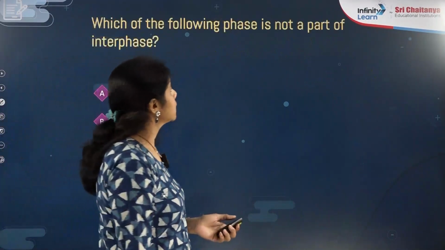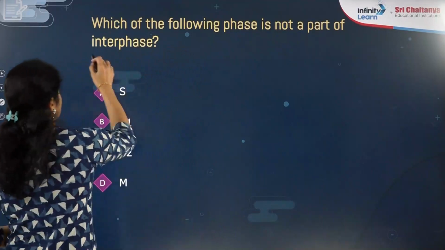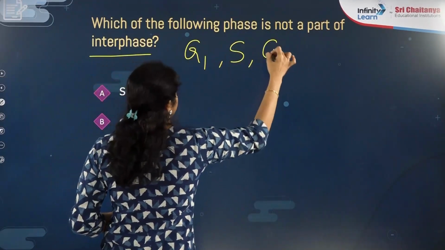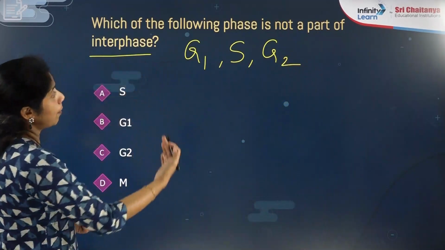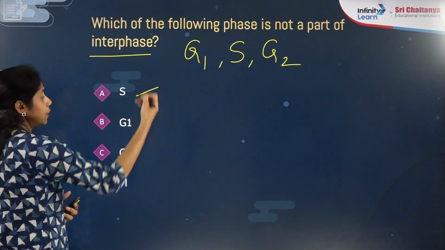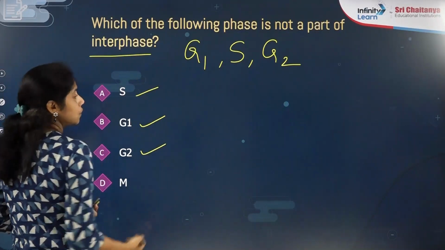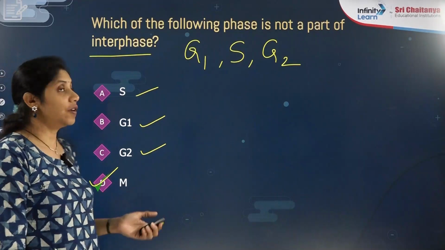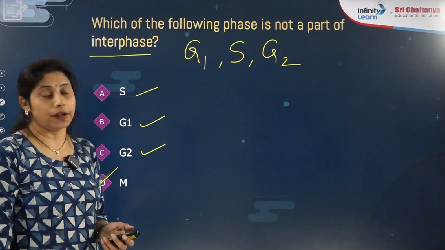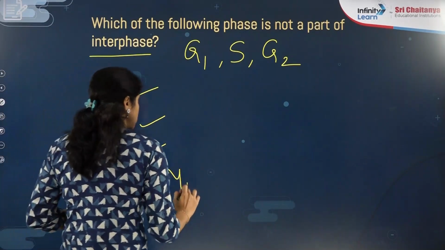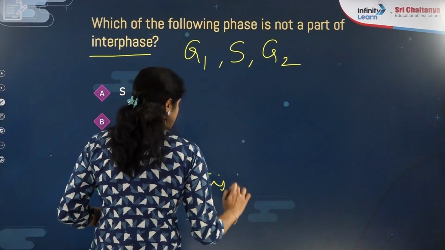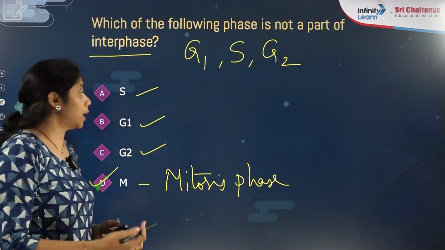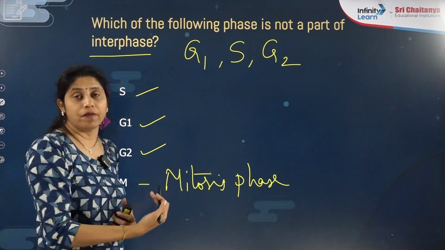Which of the following phases is not a part of the interphase? You know, interphase has G1, S and G2 phases. S phase, anyhow, is a part, G1 is a phase and G2 is also a phase. M phase is not a phase of the interphase, because M phase is the mitotic or divisional phase. This is nothing but the mitosis phase. It is never a part of interphase.